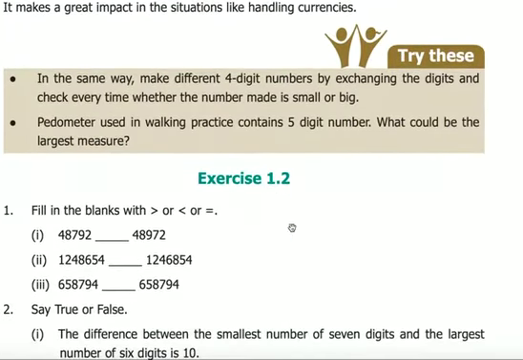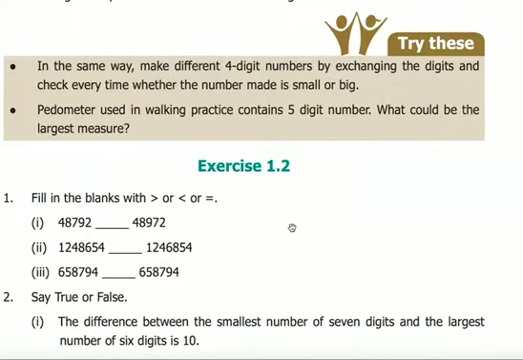Pedometer used in marking practice contains 5 digit number. What could be the largest measure? 5 different 5 digit number, right?